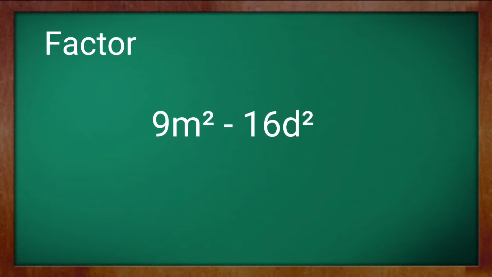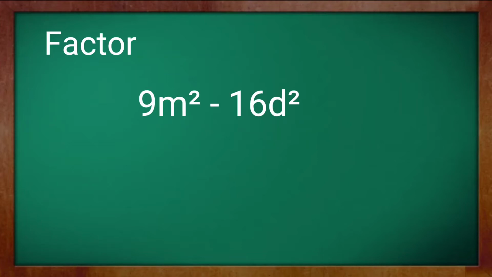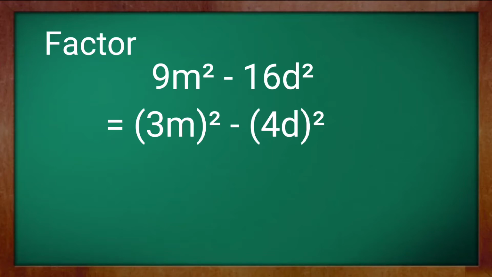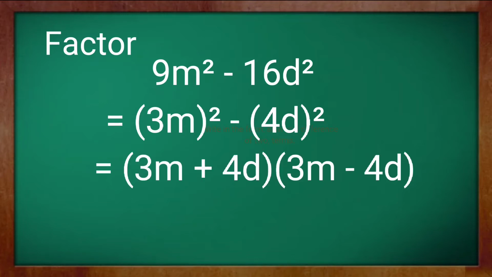Factor 9m squared minus 16d squared. The square root of 9m squared is 3m, and the square root of 16d squared is 4d. This can be written as the square of the quantity 3m minus the square of the quantity 4d. Write in the form sum and difference of two terms. The factors of 9m squared minus 16d squared are 3m plus 4d and 3m minus 4d.